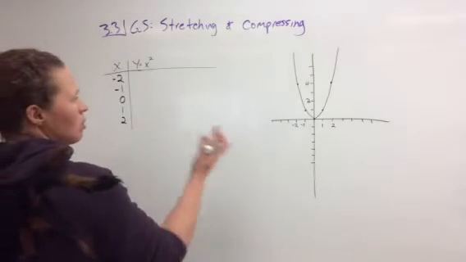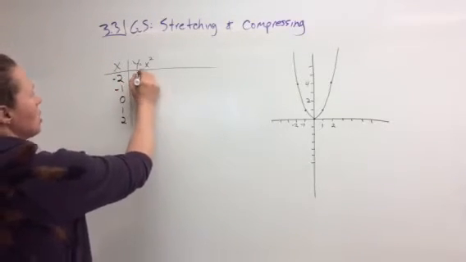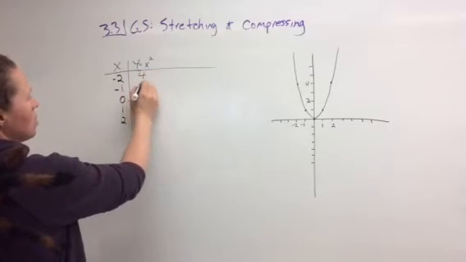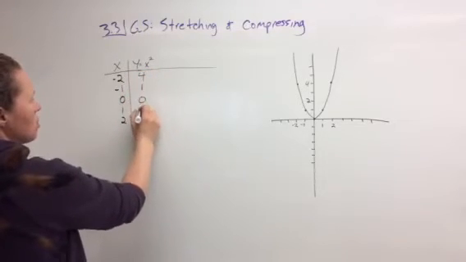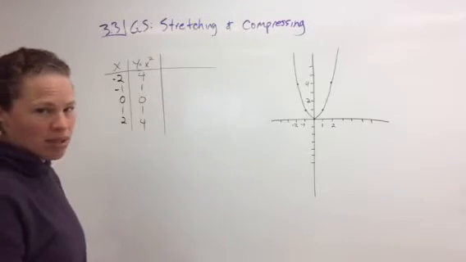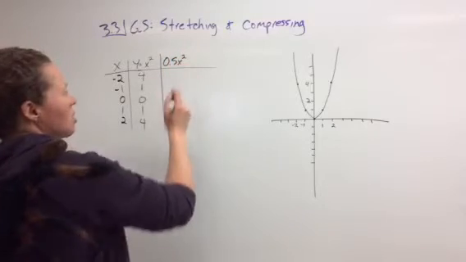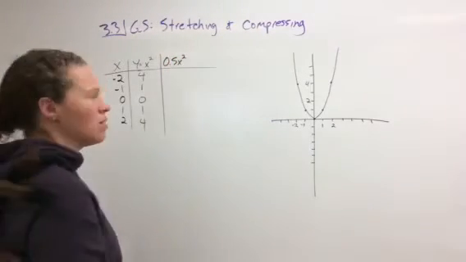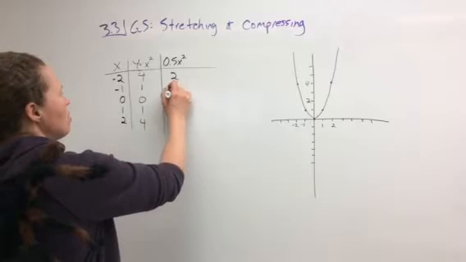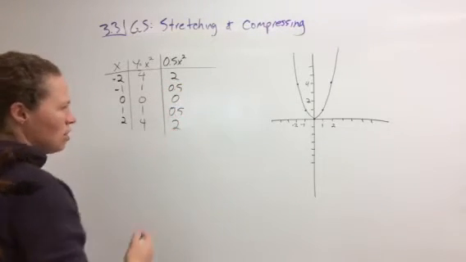So we want to write down the points that we started with. -2 squared is 4, -1 squared is 1, 0 squared is 0, and so on, so that we've got our basic points. Now we want 0.5 x squared, so basically we're cutting those values in half. So this is 2, this is a half, this is still 0, a half, and 2.